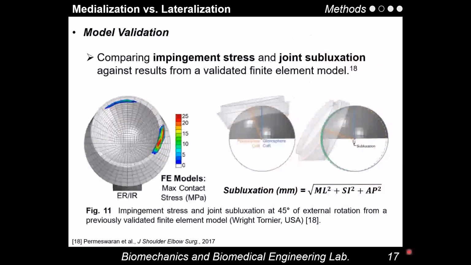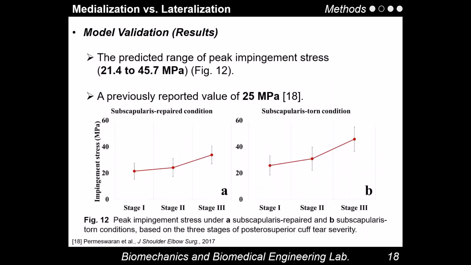To validate our model, we compare impingement stress and joint subluxation against results from a validated finite element model. The reference study used the Grammont lateralized RTSA and simulated a 45-degree shoulder external rotation. Now, let's look at the results of our model validation.